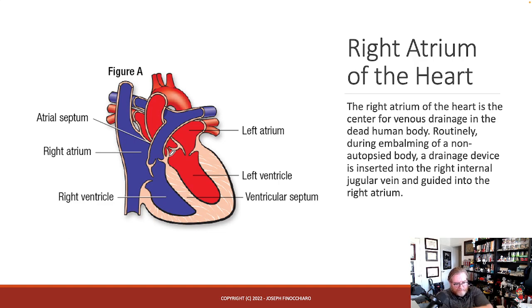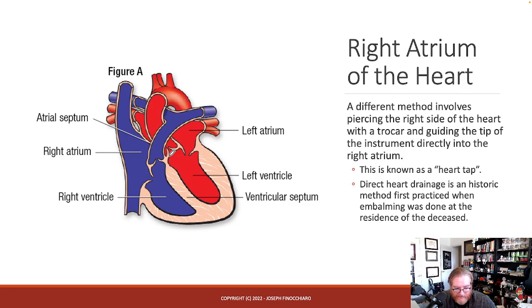Deep breath, almost done. So the right atrium of the heart. The right atrium of the heart is the center of venous drainage in the dead human body. Routinely, during embalming of a non-autopsied body, a drainage device is inserted into the right internal jugular vein and guided into the right atrium. A different method involves piercing the right side of the heart with a trocar and guiding the tip of the instrument directly into the right atrium. This is called direct heart drainage, and is referred to colloquially as the heart tap.